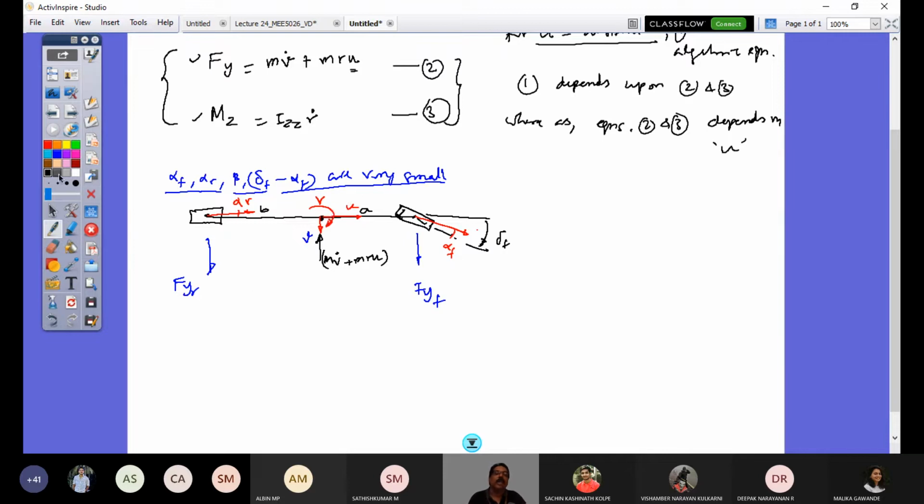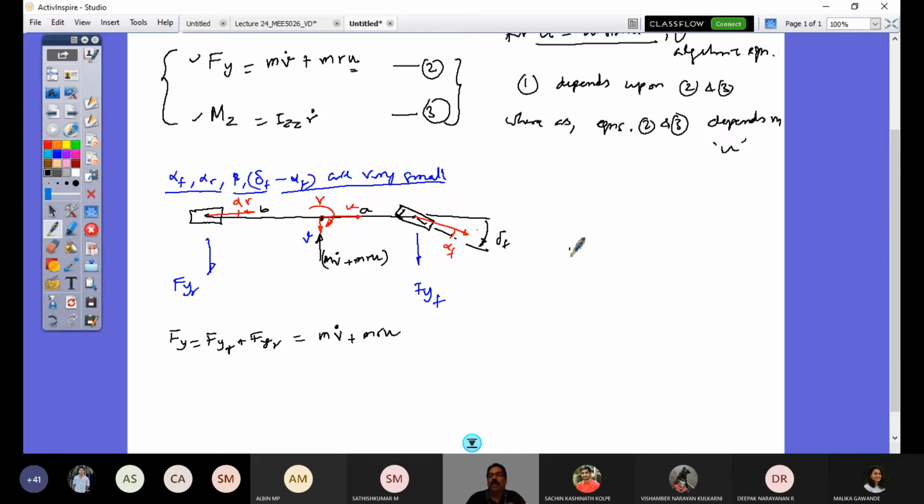So now let's write our first equation here as this. So what is my Fy? So Fy is equal to Fyf plus Fyr, and that's what is equal to, this is minus. So if I consider this side as positive as per the SI coordinate system, and minus, so this is what is minus, and that goes on the other side. So it is mv dot plus mru.